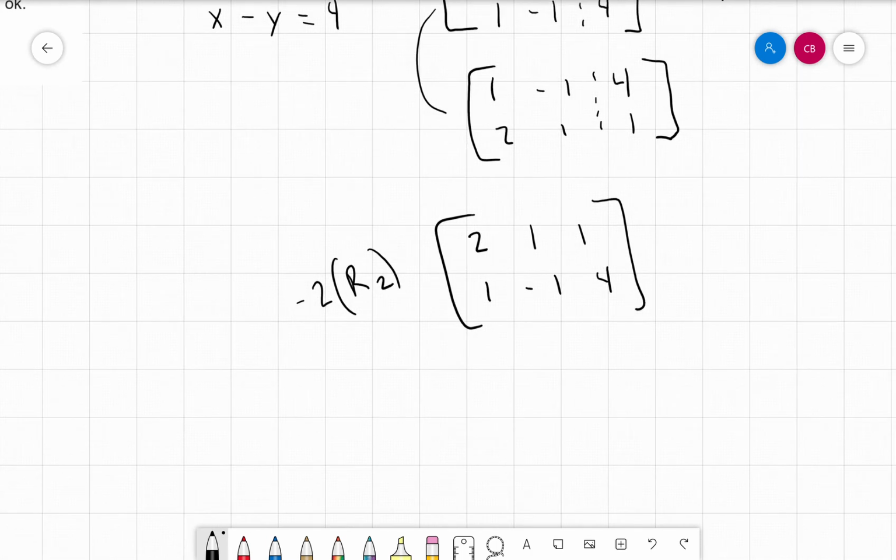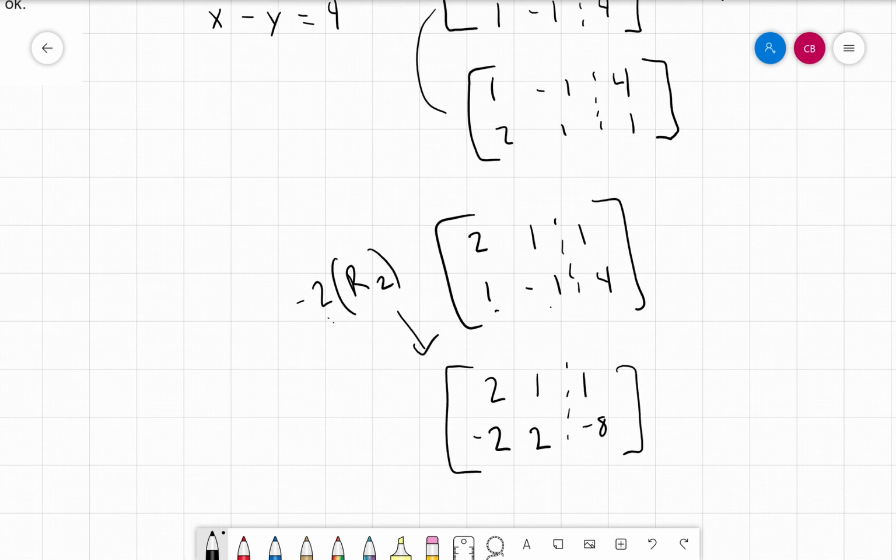Then what is generated? Row 1 will not be changed. Row 1 will stay 2, 1, 1. But row 2 will change. Negative 2 times 1 is negative 2. Negative 2 times negative 1 is 2. Negative 2 times 4 is negative 8. Okay, and so this is the new matrix that is just as good as this one. These are equivalent, and so that is just as easily obtainable.